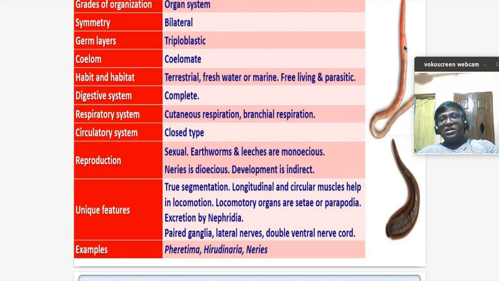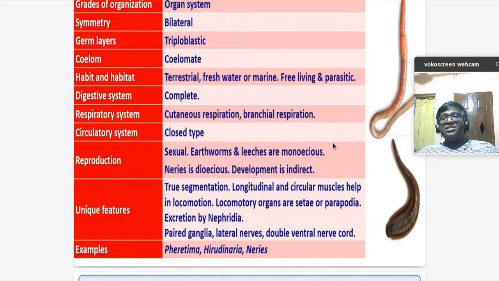That is the difference in the blood of earthworm and that of human being. So the circulatory system is closed type. So heart pumps the blood into the blood vessels like arteries, veins, and capillaries. Reproduction is by sexual method.